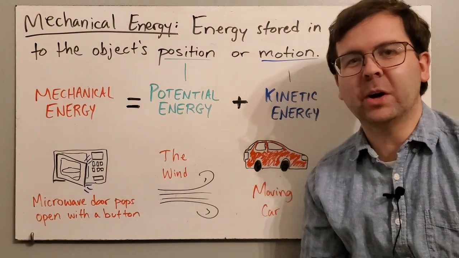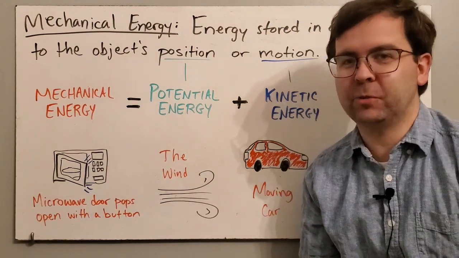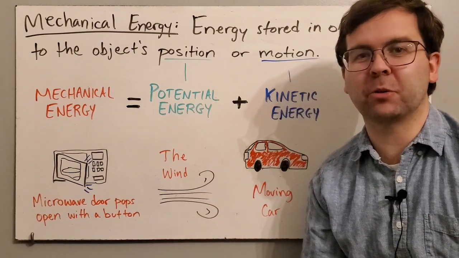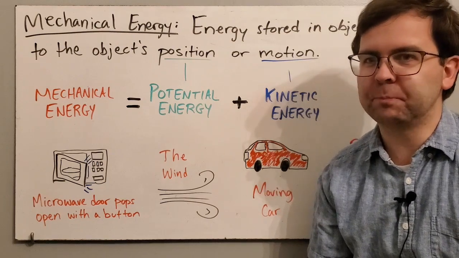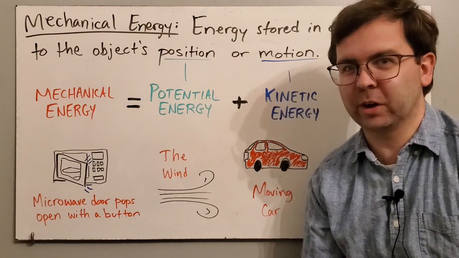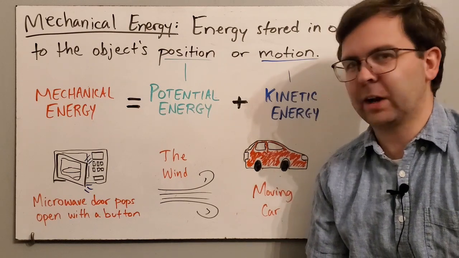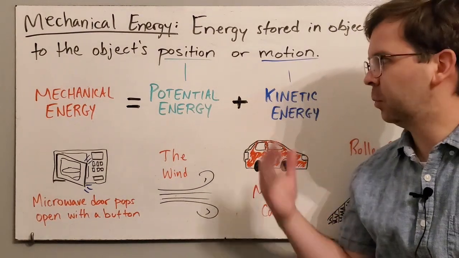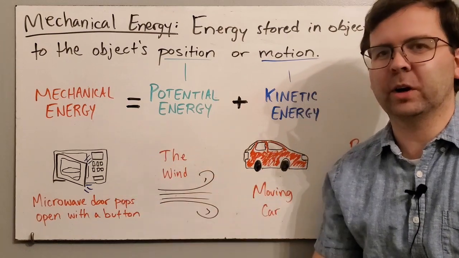Hi, this video is about different forms of energy in physics. Mechanical energy is energy that comes from an object's position or motion. If you're moving or you have the ability to move, you probably have mechanical energy. It's a pretty broad category because if you have potential energy or kinetic energy, put them together, that's mechanical energy.